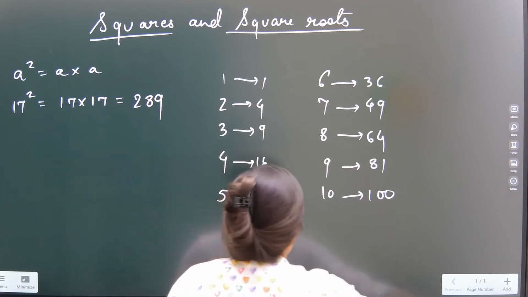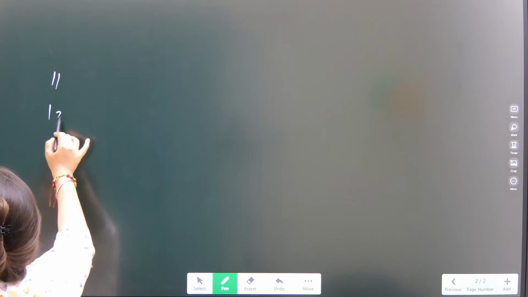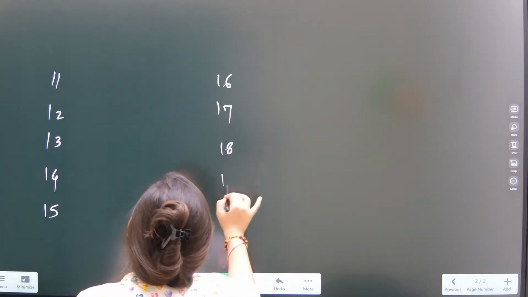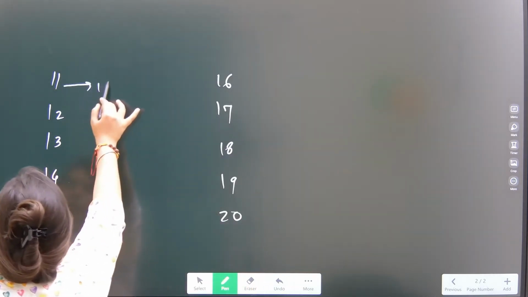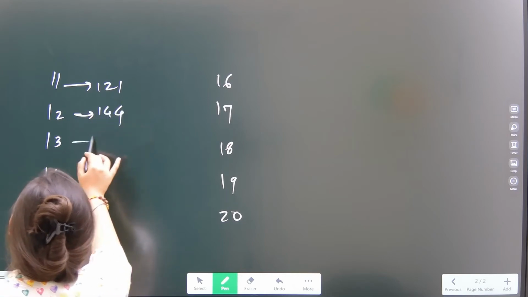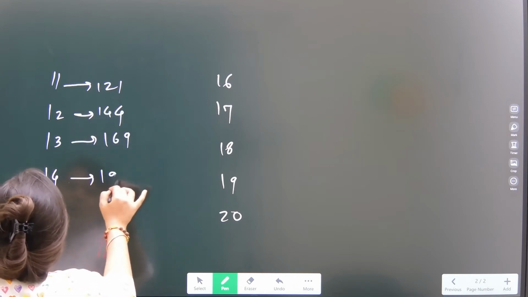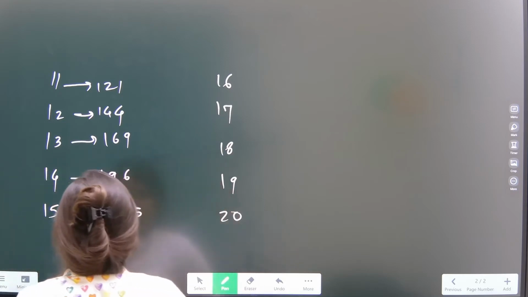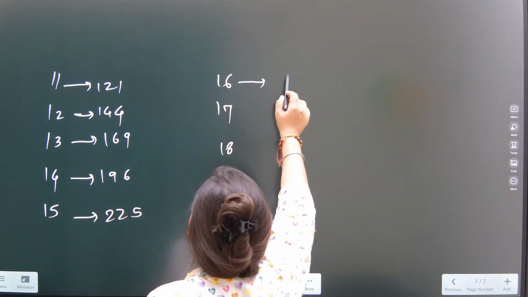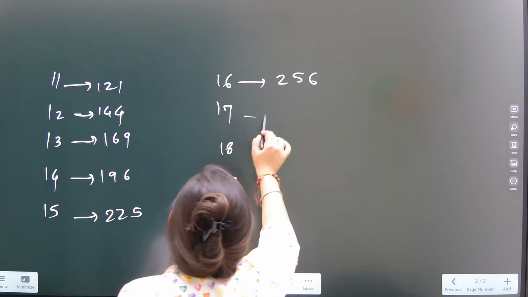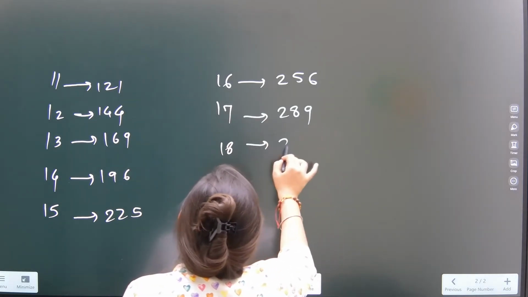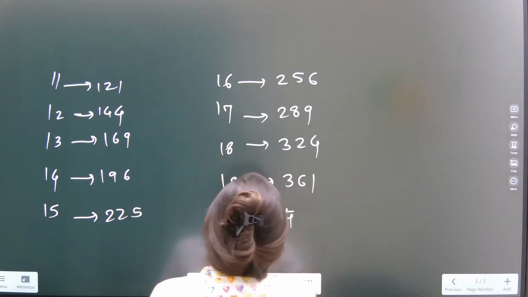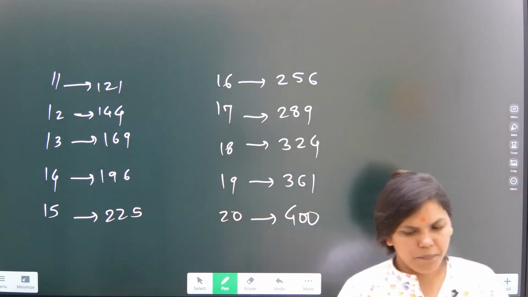Then 11, 12, 13, 14, 15, 16, 17, 18, 19 and 20. So 11 square is 121, 12 square is 144, 13 square is 169, 14 square is 196, 15 square is 225, 16 square is 256, 17 square is 289, 18 square is 324, 19 square is 361 and 20 square is 400.